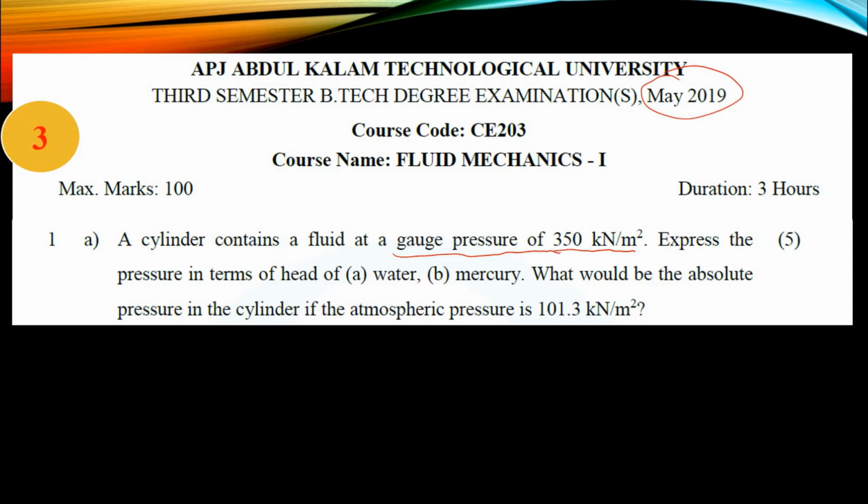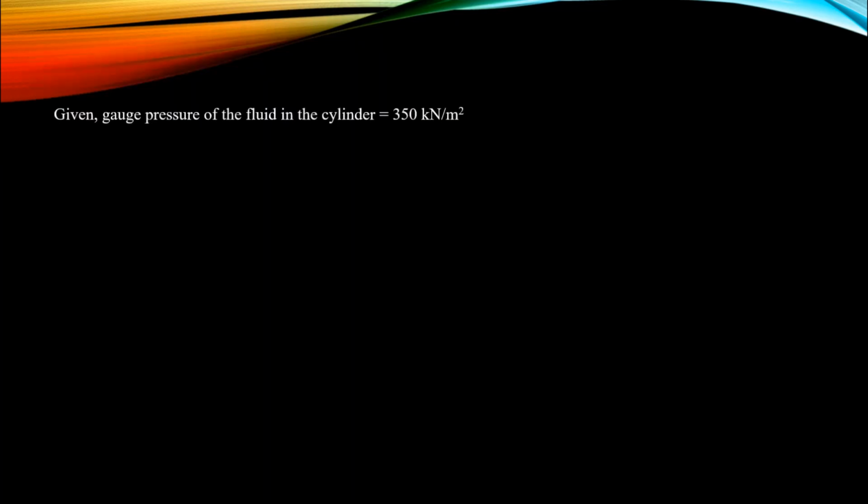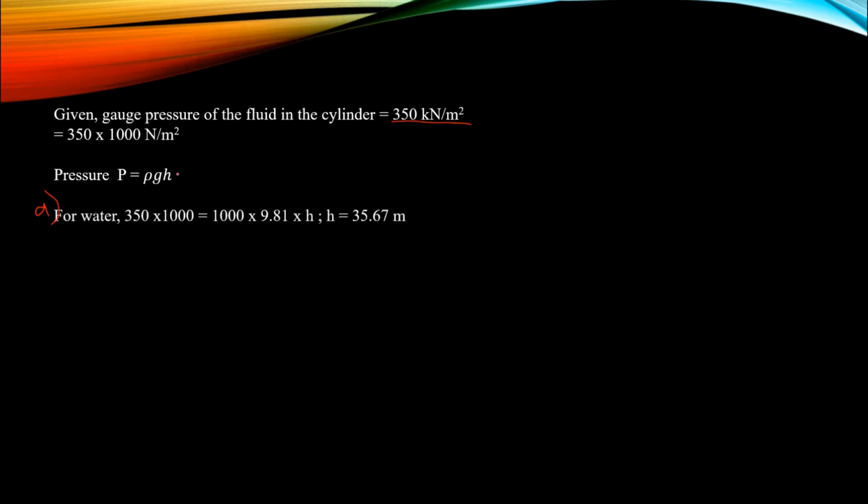For measuring pressure, we have the equation P equals rho g h. It is given that the gauge pressure is 350 kilonewton per meter square. Converting it into Newton per meter square, it becomes 350 into 1000 Newton per meter square. The first question was to write it in terms of head of water. So we are replacing this pressure with water: what will be the height of the water column needed to create the same pressure? We know P equals rho g h.